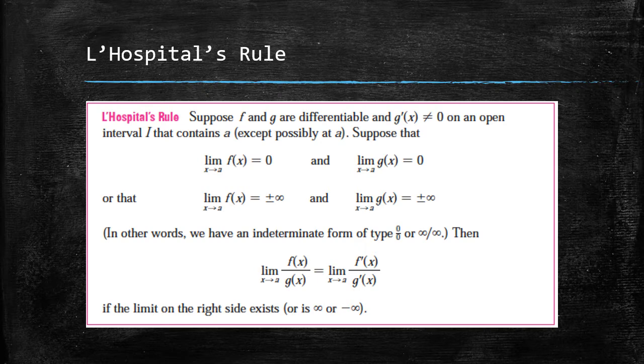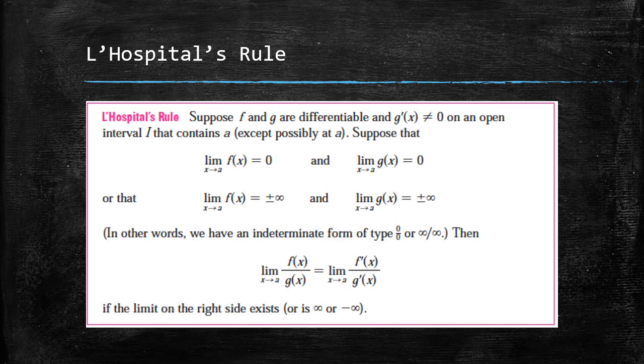Okay, so L'Hopital's rule will provide us with another method for evaluating the limits that we already know how to evaluate, but also the limits that we're not able to factor and cancel or use some other method that we've learned already. So let's suppose that f and g are differentiable functions and that the derivative of g of x is not equal to 0 on some open interval containing a, except possibly at a itself.